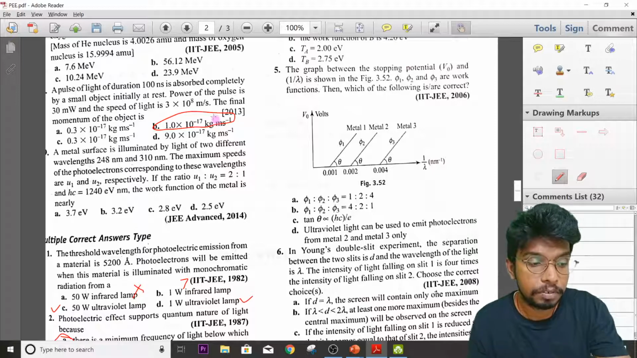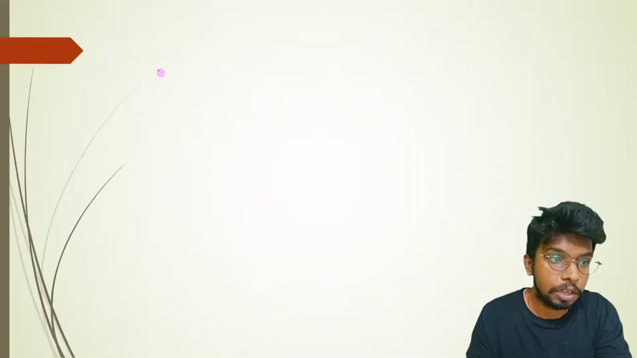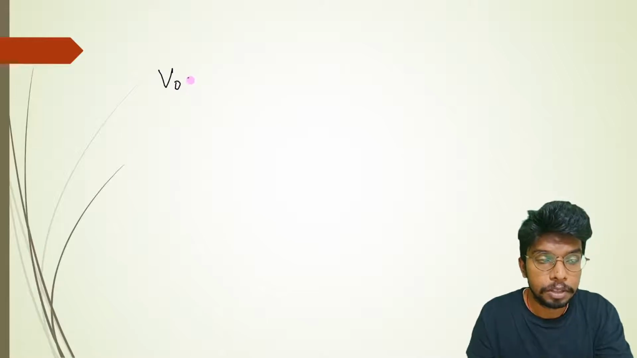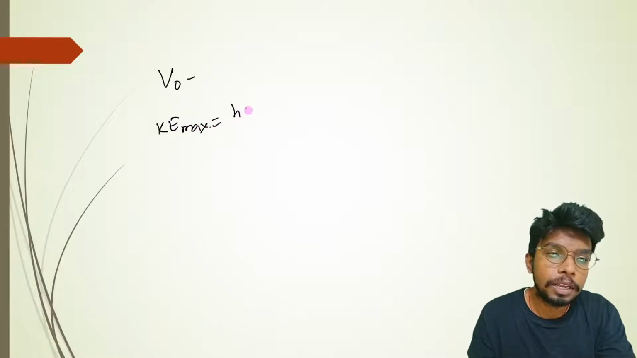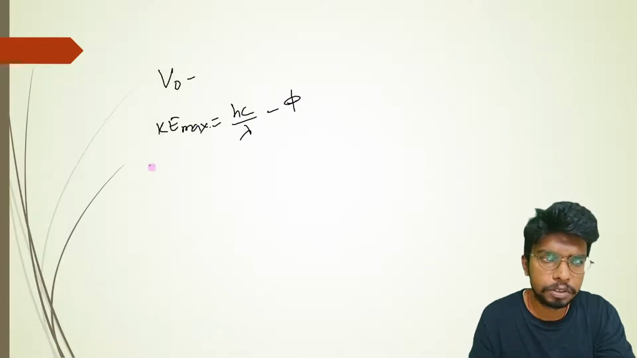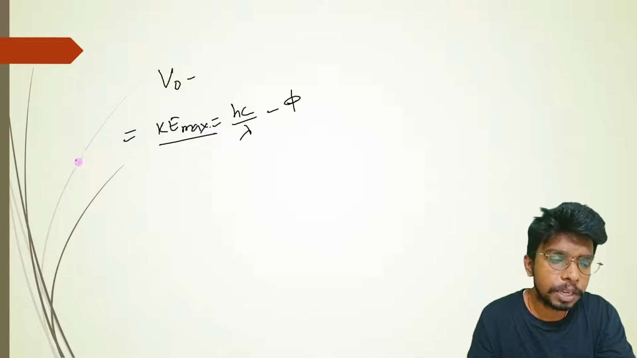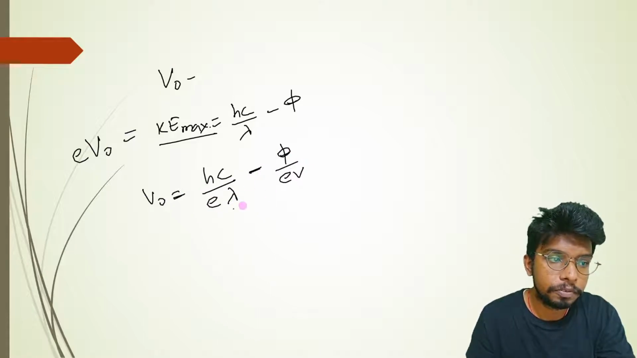Whenever you have been given a graph, just try to plot it first by yourself, so you get the relation between V0 and 1 by lambda. The maximum kinetic energy is hc over lambda minus the work function, which is a constant. The maximum kinetic energy can be written as eV0. So V0 comes out to be hc over e lambda minus phi over e.